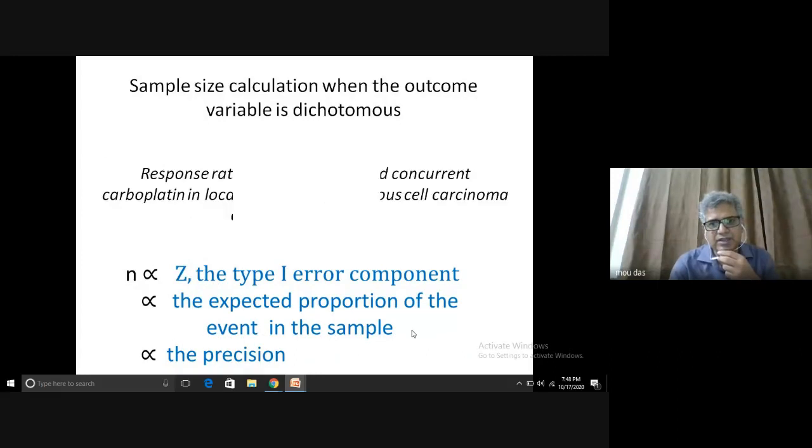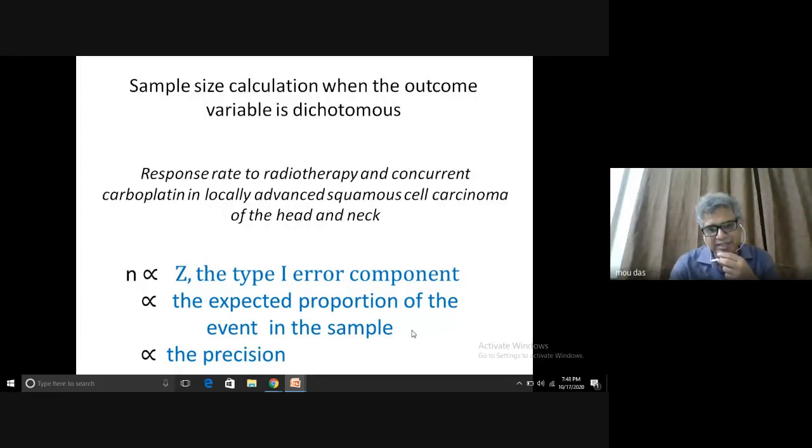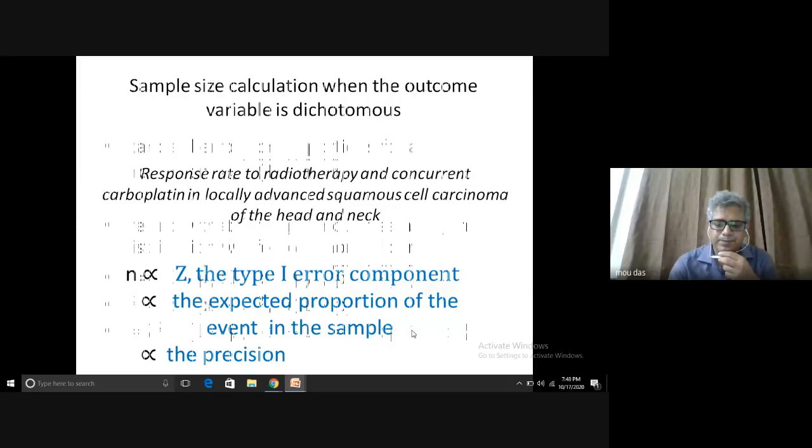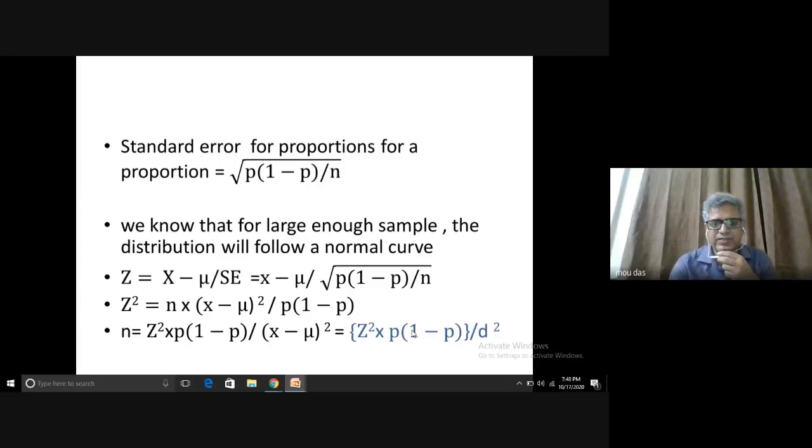Suppose the outcome was a dichotomous variable, like response rate to radiotherapy and concurrent carboplatin. Here the variance is measured as P into 1 minus P. So the formula would be Z square into P into 1 minus P divided by D square. D square is nothing but the effect size, that is the difference between the expected proportion in the test and the control arm.